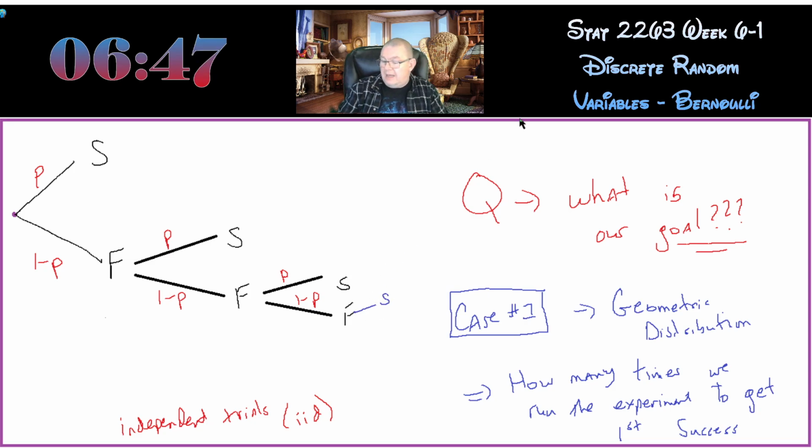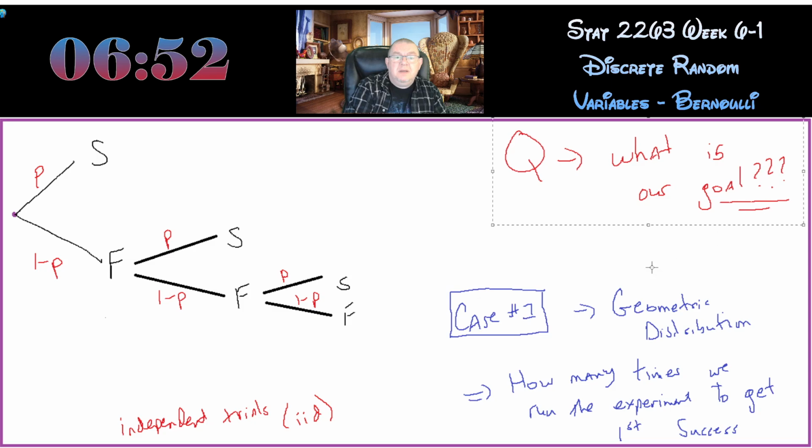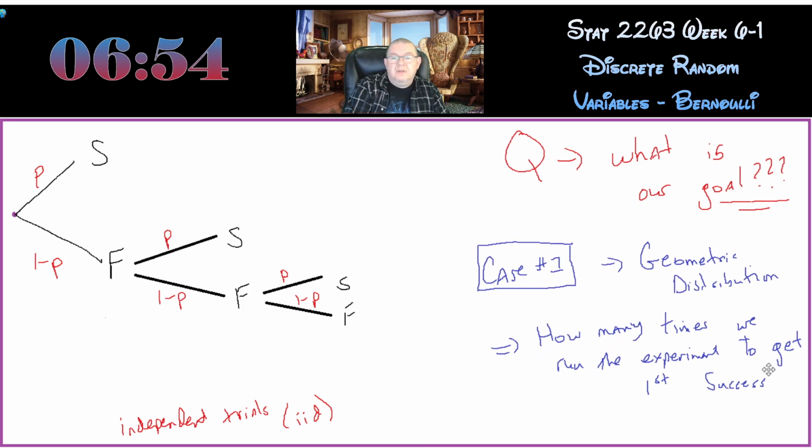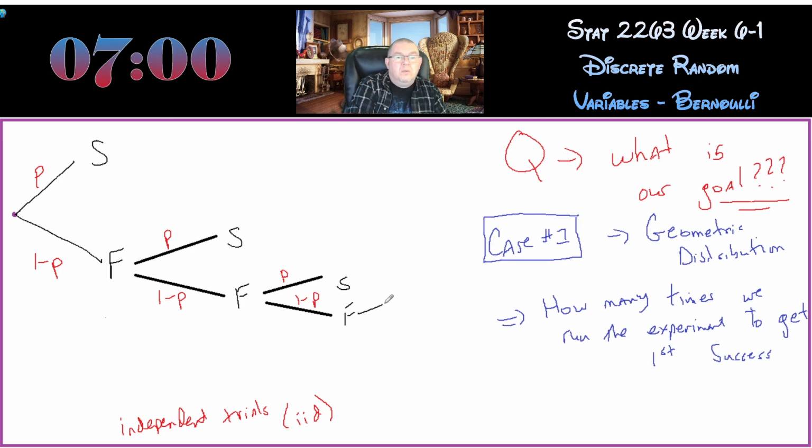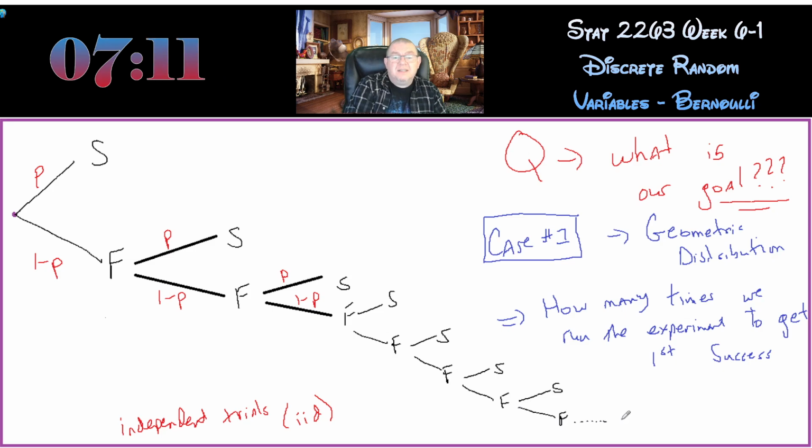Let me change that to black. Let me just move this out of the way a tiny bit, as far out of the way as I can get it safely. So here we have a success or a fail, and there's a success or a fail, and there's a success or a fail, and there's a success or a fail. And this theoretically goes on forever. This question of asking how many times do we run the experiment to get our first success is called geometric.